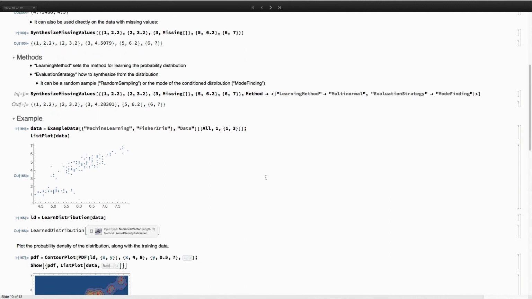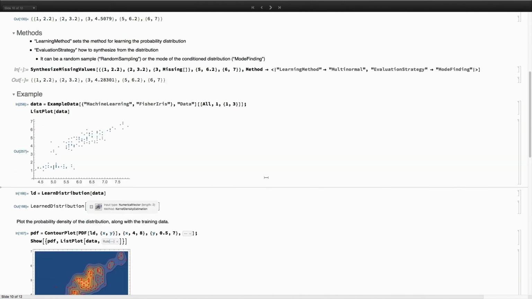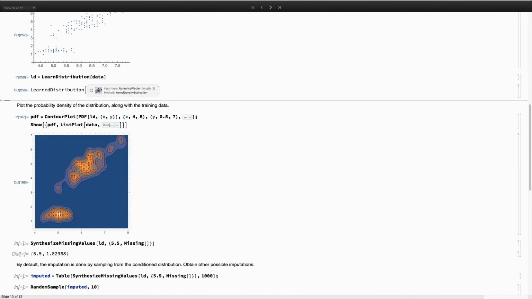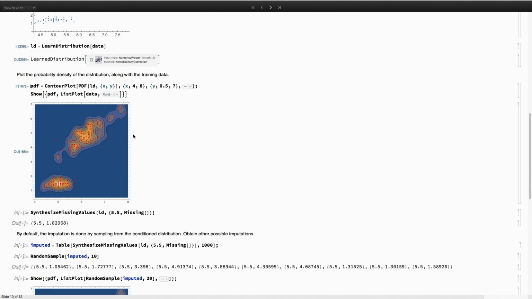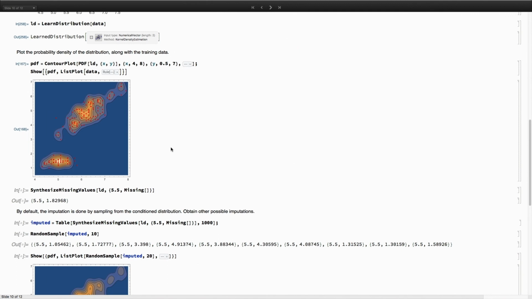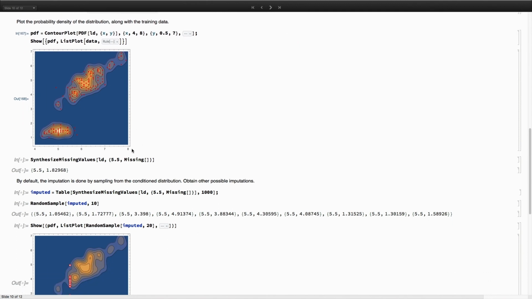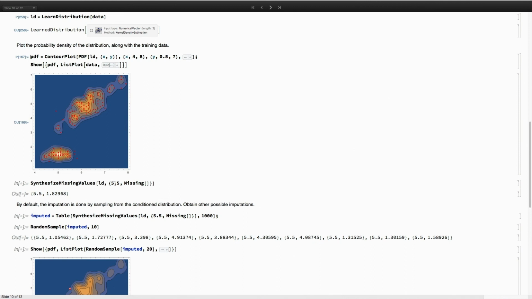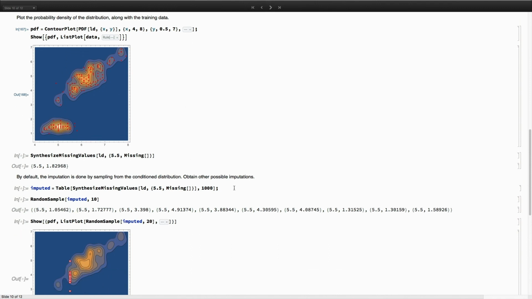Let's look at the Fisher Iris data set and learn a distribution on that. As you can see, we have the contours of the probability density function. Say I have a point where x is around here, but you don't know what y is. So y can be anything on this axis. I just synthesize missing values here, and you see that it gives me 1.8, which is around the mode, the peak of one of the modes of the distribution. It's a bimodal distribution here.